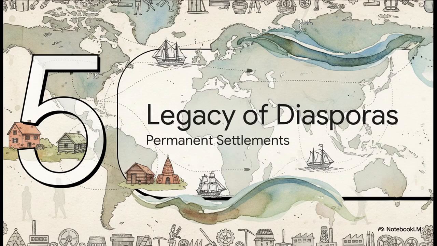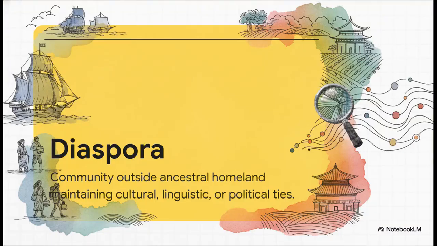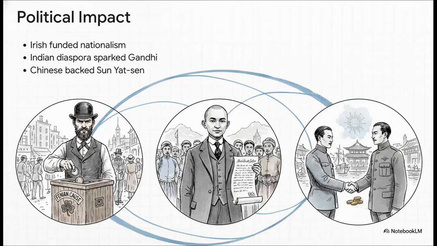Finally, let's zoom back out for Section 5, the legacy of diasporas. Whether they were pushed out of Europe by famine or coerced out of Asia by predatory contracts, these migrants formed diasporas. By definition, that's a community of people living outside their ancestral homeland while still maintaining cultural, linguistic, religious, or political ties to it. They had to negotiate a brand new identity between their culture of origin and their new destination.